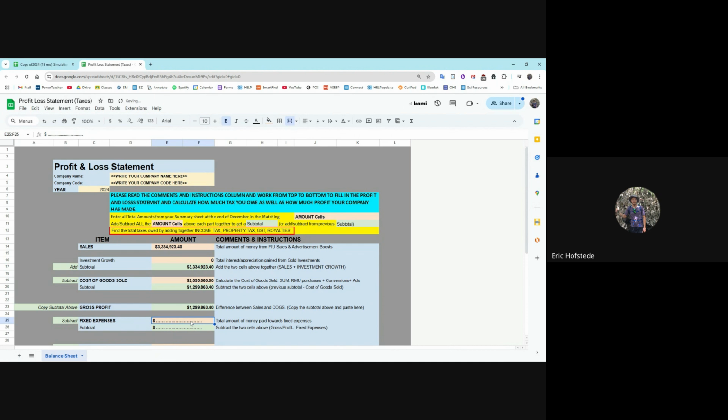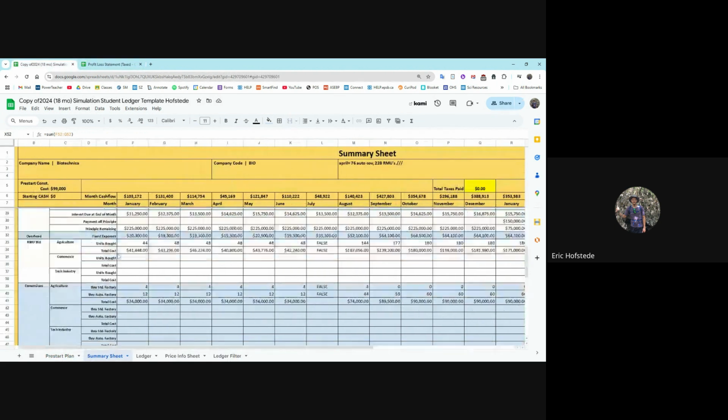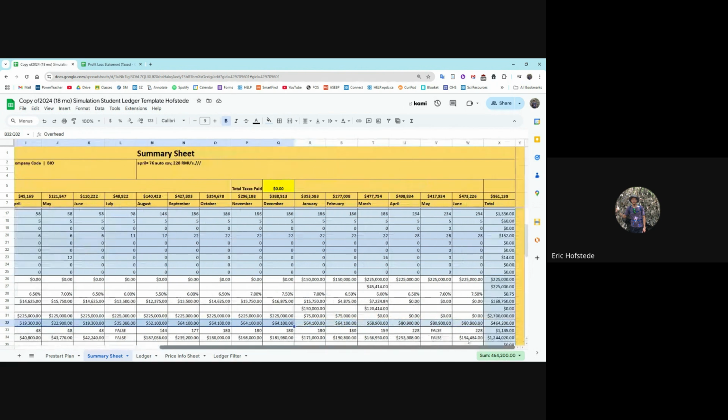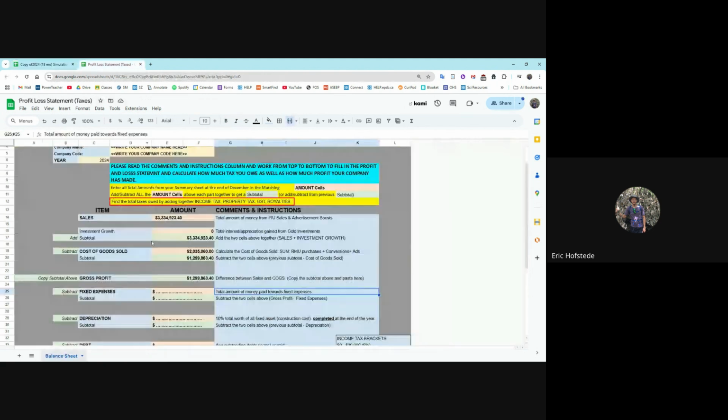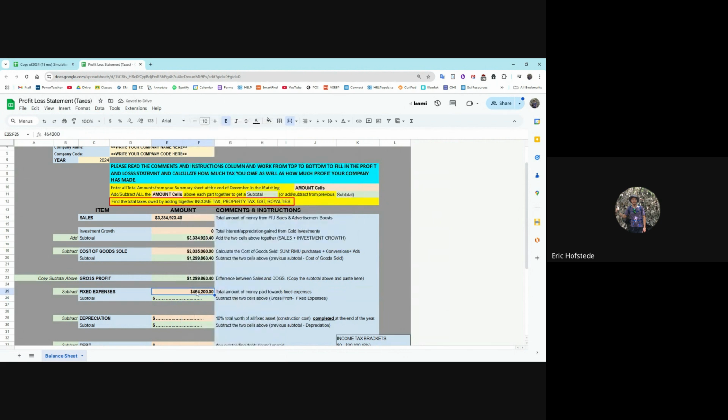There we go. Fixed expenses, total money paid towards fixed expenses. That is another easy spot to find on the summary sheet. So I'm going to add up all those numbers to December, not including January, which is 464,000. Again, I'm going to copy this and paste it here, values only, so I don't mess up the equation. This subtotal, again, is subtracting, so I'm going to subtract 1.2 million minus 460,000, down to 830,000 as my new subtotal.